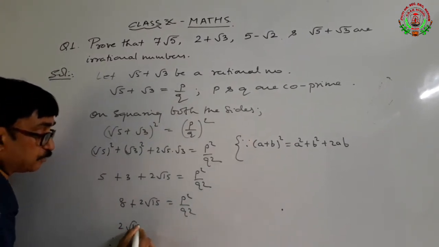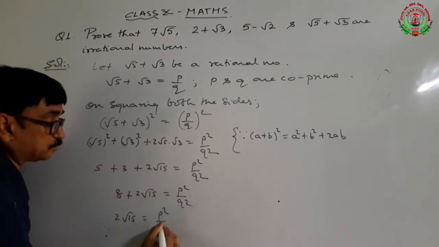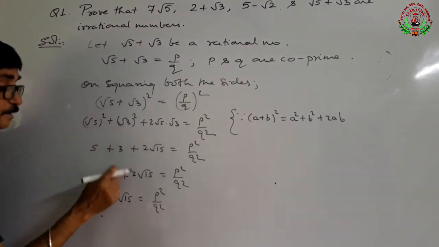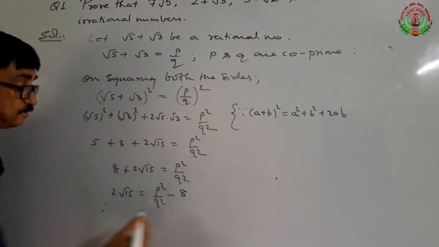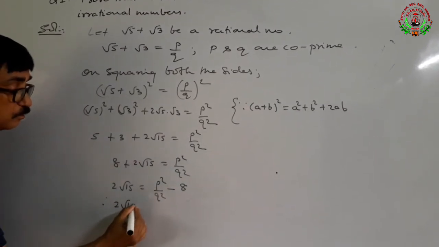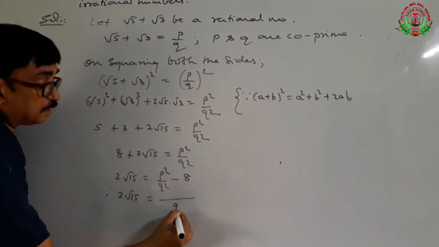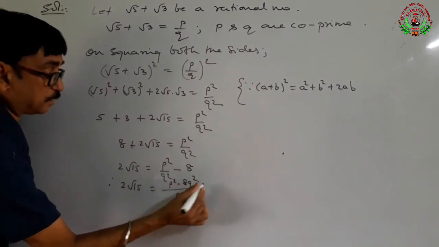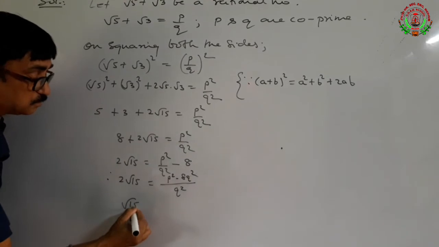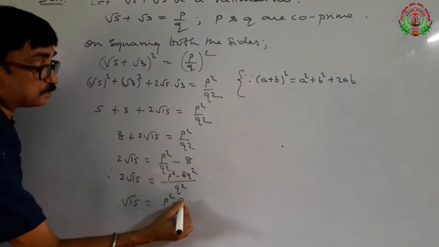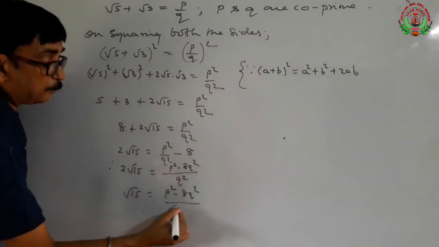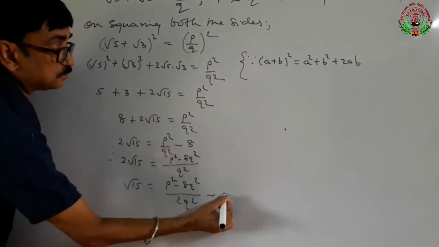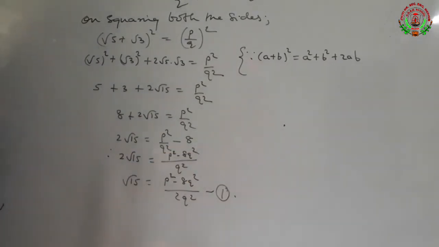2 root 15 is equal to p square by q square minus 8. This non-radical quantity will transpose towards the right. So 2 root 15, after LCM here in the RHS, equals p square minus 8q square upon q square. So root 15 is equal to p square minus 8q square upon 2q square. This is our equation number 1.